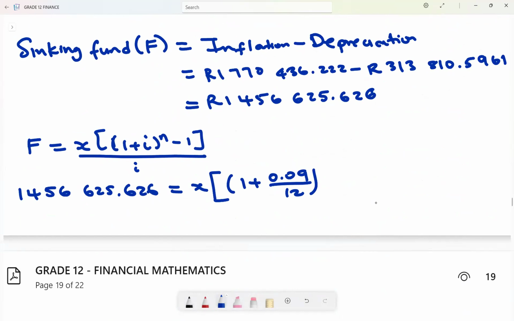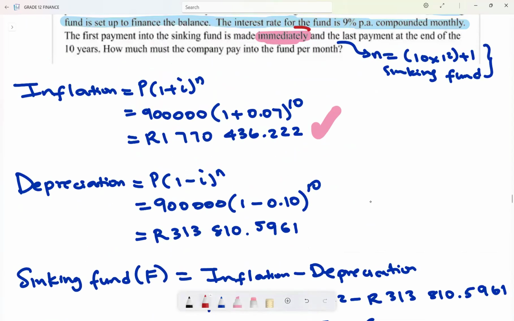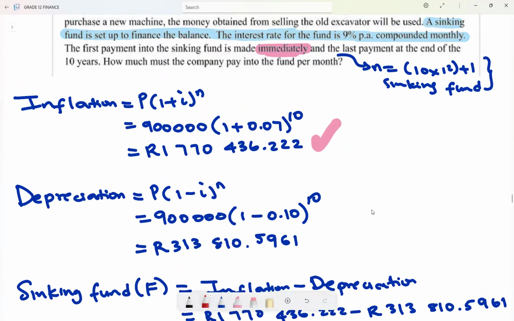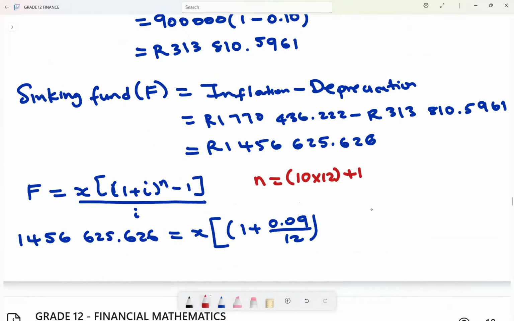And then the number of payments: n is going to be 10 years multiplied by 12 for monthly. But since the payment was made immediately, remember, every time they say immediately, you need to add 1, because it is done immediately and it was monthly. So our n is in actual fact 120 plus 1. It is 121. Let me just confirm: 12 times 10 plus 1. Yes, it is 121. So this particular person is going to make 121 payments.